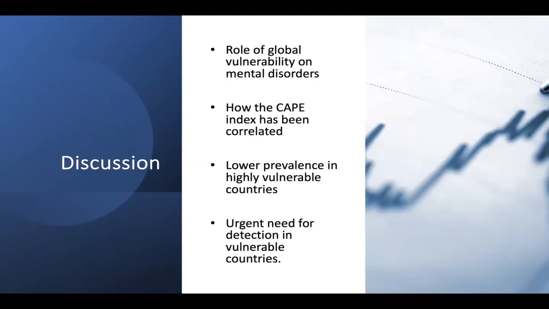This study aimed to investigate the role of global vulnerability on mental and substance use disorders prevalence. Authors were particularly interested in how the CAPE Index has been correlated with the prevalence rates. Surprisingly, they found a lower prevalence of these disorders in highly vulnerable countries than the wealthiest ones. The vulnerability of these countries was reflected in the rates of mental disorders, and such differences were even higher for substance use disorders. In view of such finding, there is an urgent need to detect mental and substance use disorders in vulnerable countries.